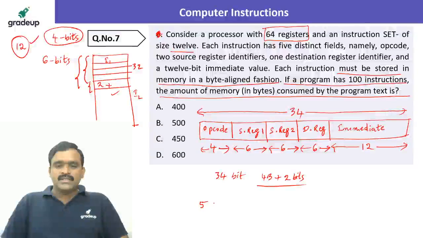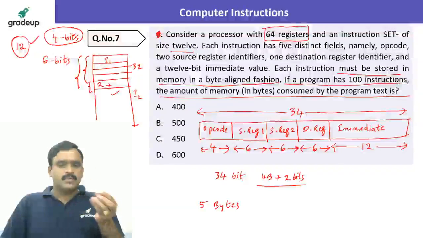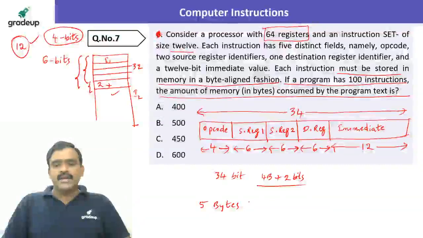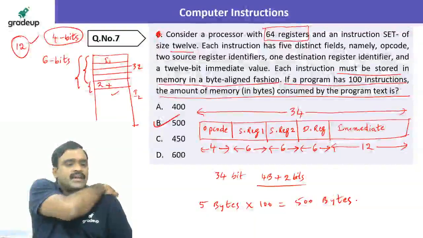So 5 bytes of physical memory space are allotted, even though the instruction size is not exactly 5 bytes; it's 4 bytes plus 2 bits extra. So it becomes 5 bytes, and the program text contains 100 instructions. So in total we require 500 bytes of memory space for storing the program. So option B is the right option. Yes, 5 into 100 is 500.